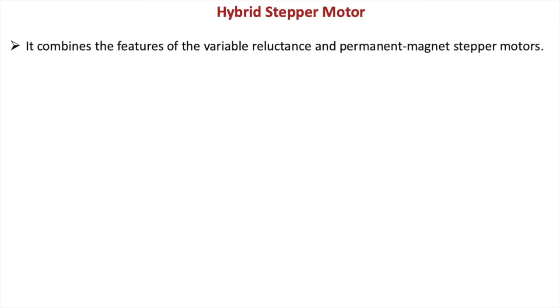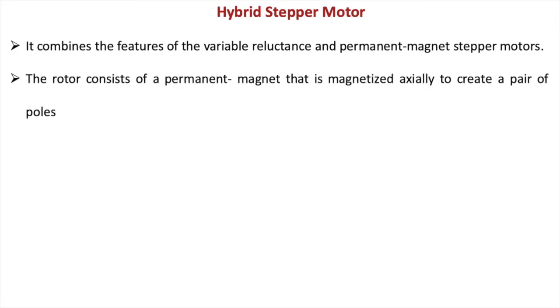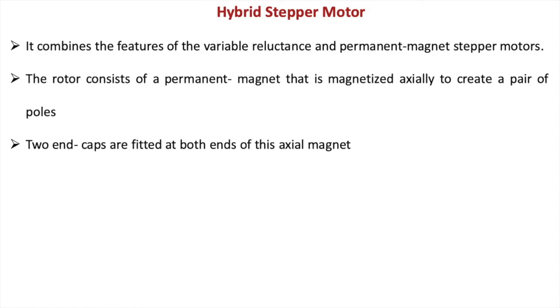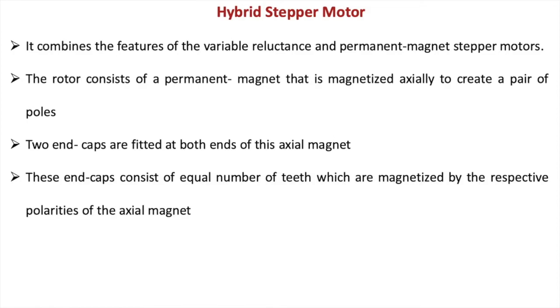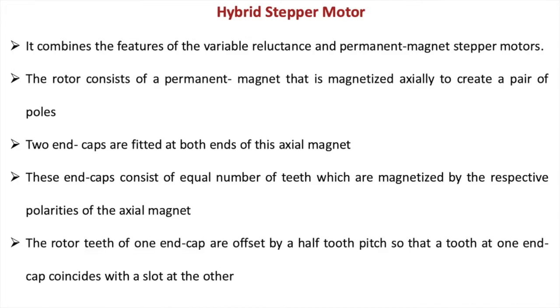The hybrid stepper motor combines the features of variable reluctance and permanent magnet stepper motors. The rotor consists of a permanent magnet that is magnetized axially to create a pair of poles. Two end caps are fitted at both ends of this axial magnet. The end caps consist of an equal number of teeth which are magnetized by the respective polarities of the axial magnet. The rotor teeth of one cap are offset by a half tooth pitch, so that a tooth at one end cap coincides with a slot at the other end cap.